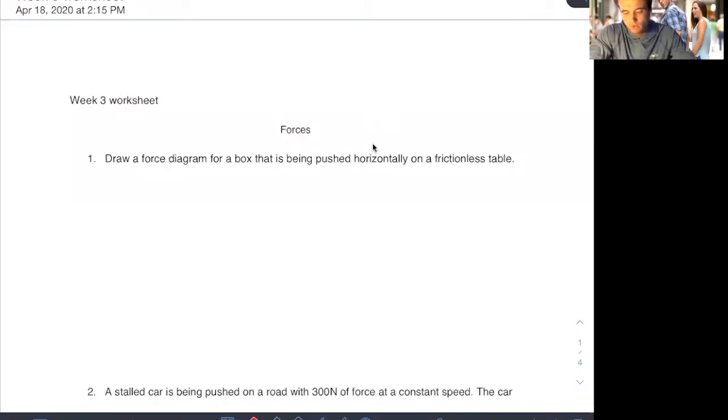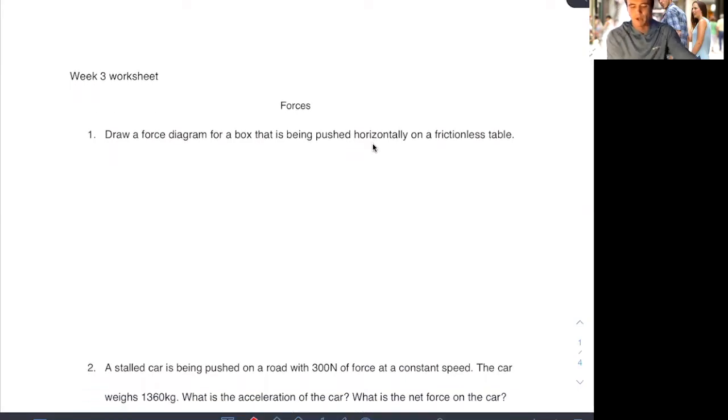All right, so week 3 went over forces. This worksheet is on forces, utilizing the 3 different laws that Newton gave us. For number 1, draw a force diagram for a box that's being pushed horizontally on a frictionless table.